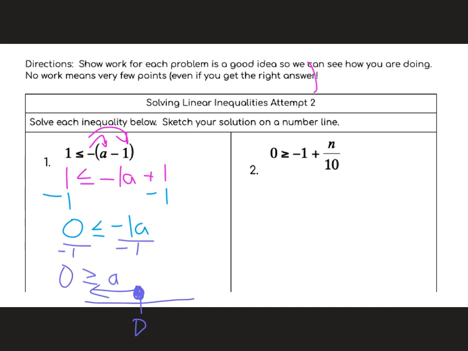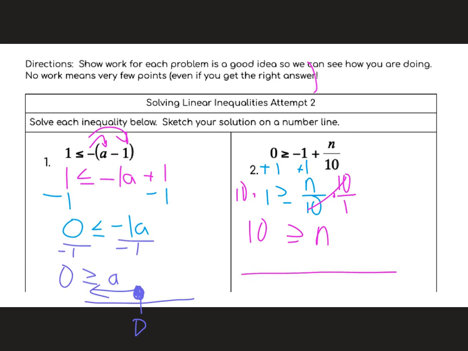Next one, same idea. Let's go ahead and add 1 to both sides. 1 is greater than or equal to n over 10. N over 10 means n divided by 10. So let's go ahead and multiply by 10. If I multiply n over 10 by 10, I just get n is less than or equal to 10. So that says less than or equal to also. So put 10, closed dot, and less than means go to the left.